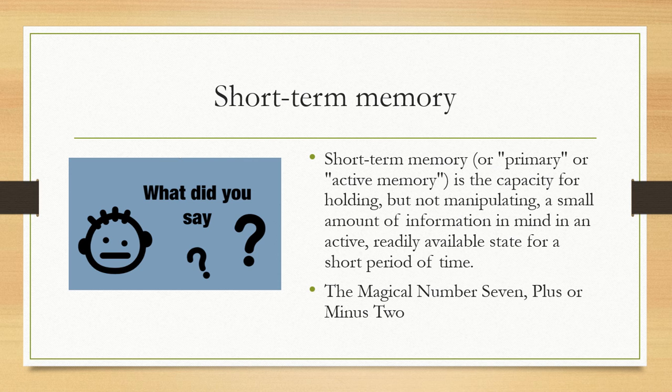Short-term memory is the capacity for holding, but not manipulating, a small amount of information in mind in an active, readily available state for a short period of time. In this process, the new information signals are stored in our brain in the form of short-term memory. And if the memories are not rehearsed or actively maintained, they may last only for a few seconds. This is a very normal situation.